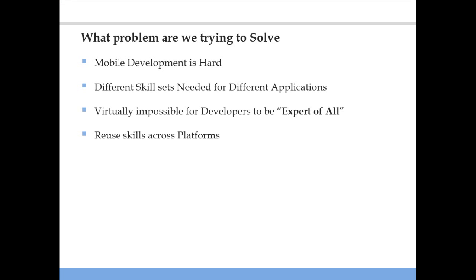Now, going to cross-platform mobile applications. With native, you can develop your mobile applications using the native code and native environments. But the problem is mobile development is hard. Different skill sets are required for different platforms, and it is impossible for developers to become an expert in all. So that's the main problem. And the solution is basically how can we leverage existing skills and develop applications that can run on all these different platforms.